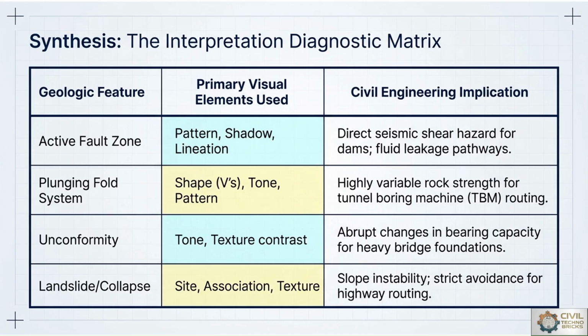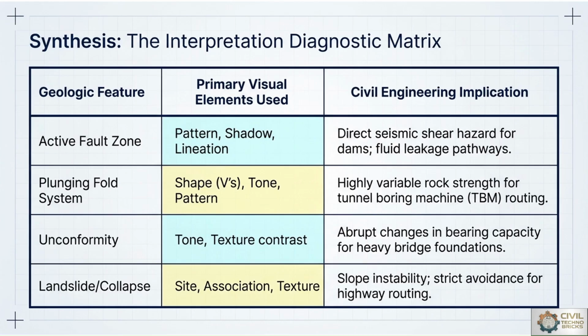Synthesis, that is the interpretation of the diagnostic matrix. The diagnostic matrix is a tabulated descriptive format where geological features, primary visual elements, and civil engineering applications are comparatively explained, where geologic features include components like active fault zone, plunging fold system, unconformity, landslide, and collapse. Each visual image interpretation tool is related to the geologic feature, just like unconformity: tone, texture, contrast, where the civil engineering application is abrupt changes in bearing capacity of heavy bridge foundations.